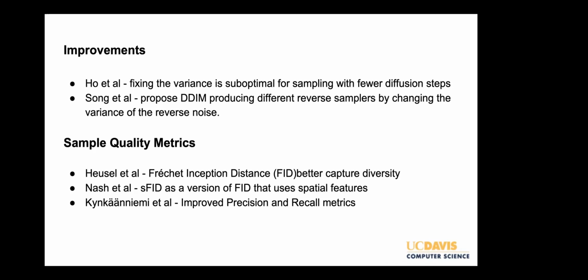There are several recent papers that have proposed improvements to diffusion models and found that fixing the variance to a constant is suboptimal for sampling with fewer diffusion steps. Another work proposed DDIM, which formulates an alternative noising process that has the same marginals as DDPM. So we're producing different reverse samples by changing the variance of the noise. These are some improvements in the model that led to improved FID, and they provide an alternate way to sample with few steps and with high sample quality.